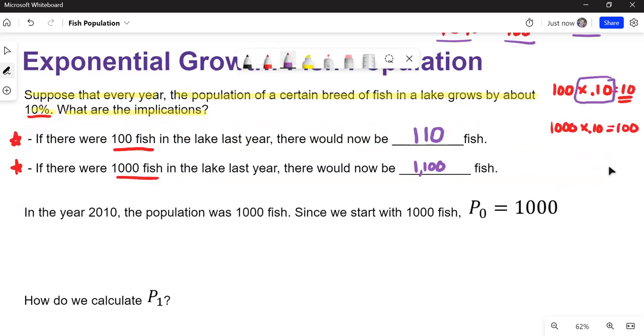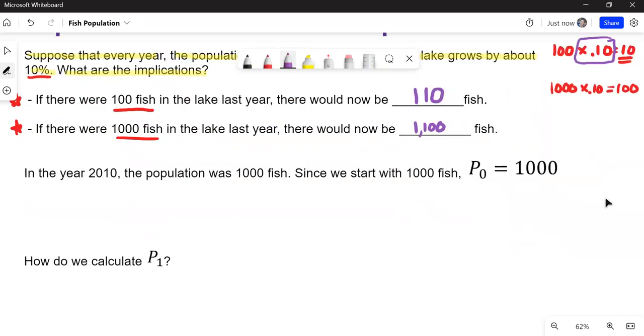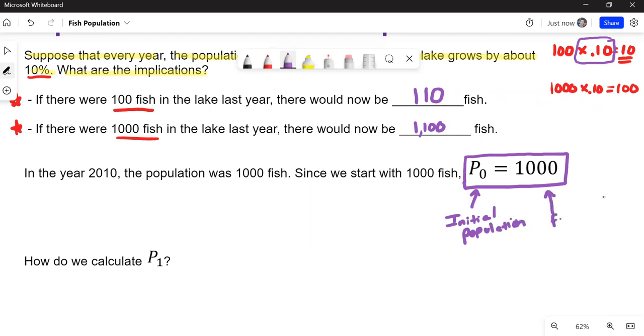Okay, so let's look further at this problem. In the year 2010, the population was 1,000 fish. And since we start with 1,000 fish, we're going to be using this notation presented in a previous module. We're going to use P0, P sub 0, or P naught, right? That just means our initial or starting population. So when we start time, when no time has expired at all, we have 1,000 fish.